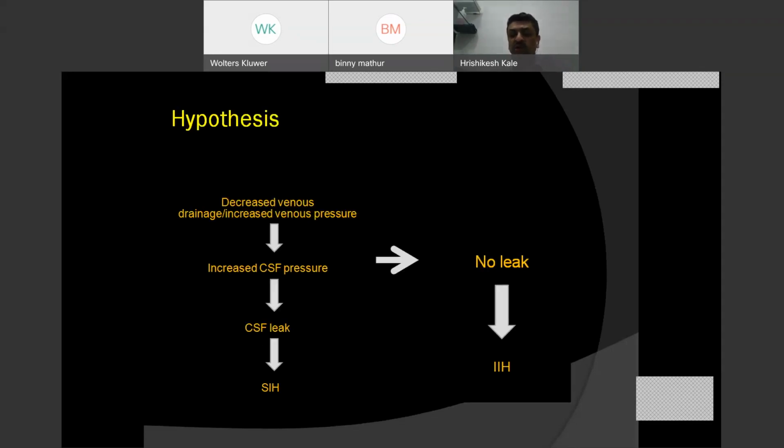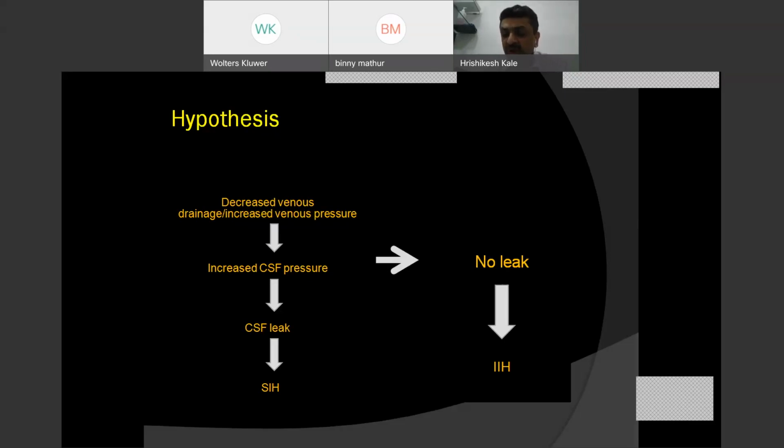Okay, so what is the new hypothesis regarding IIH? The main hypothesis is that there is decreased venous drainage. This decreased venous drainage produces increased venous pressure. This is only in a subcategory of patients with SIH and IIH. The decreased venous drainage and increased venous pressure produce an increase in the CSF pressure. Once the CSF pressure is increased, if they have no leak, they usually go on to get IIH, whereas if there is a CSF leak, these patients then go on to get SIH.